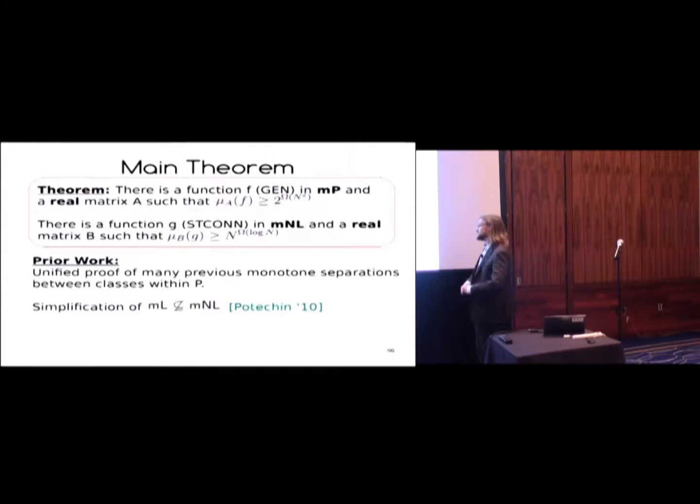So for prior lower bounds, this more or less unifies all the proofs for lower bounds within monotone P. We can also separate the NC hierarchy by simple tweaking of the techniques. We get a simplification of monotone L versus monotone NL, which is really quite nice because that paper is really difficult. It's very, very nice work, but it's quite difficult.